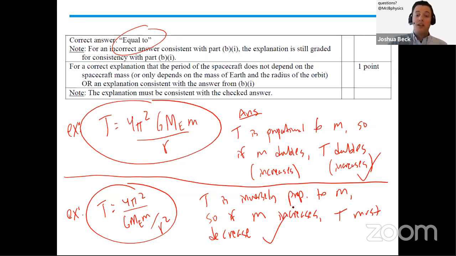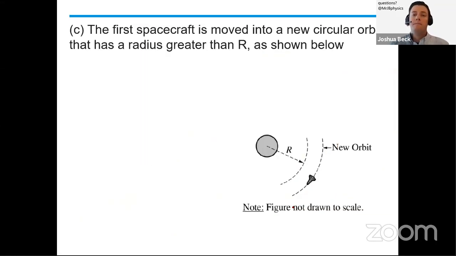So this student could get the point because they've analyzed their question properly. Okay, so make sure whatever equation you have, you're using it properly. Now let's go to part C. The spacecraft has moved to a new circular orbit.